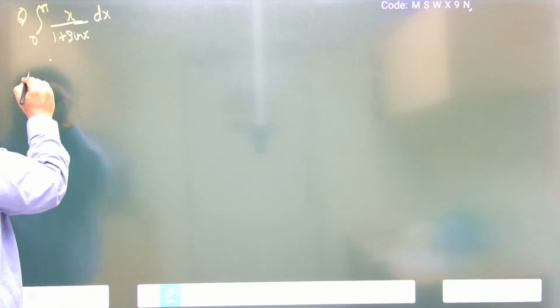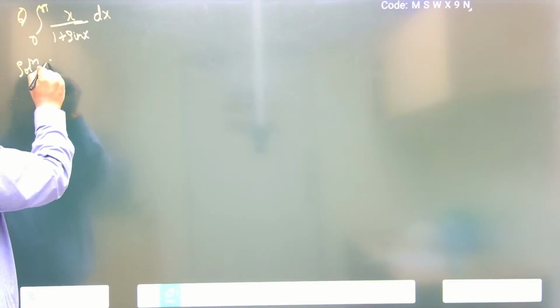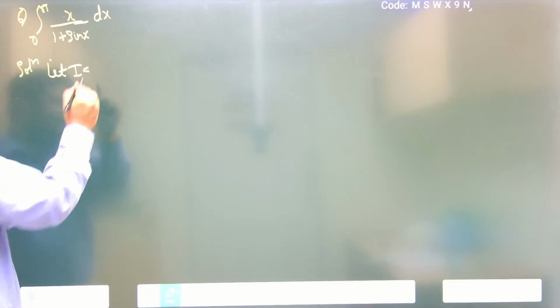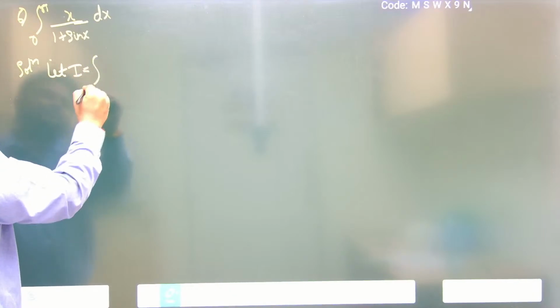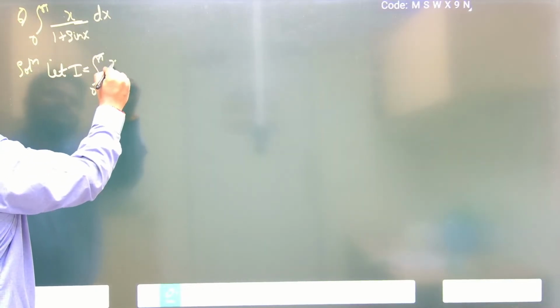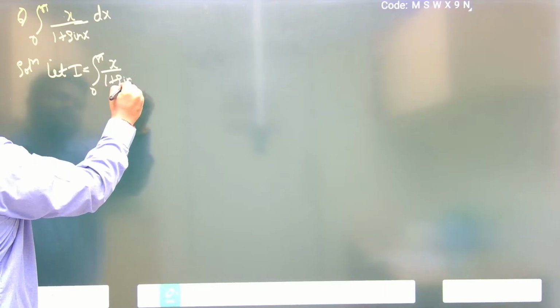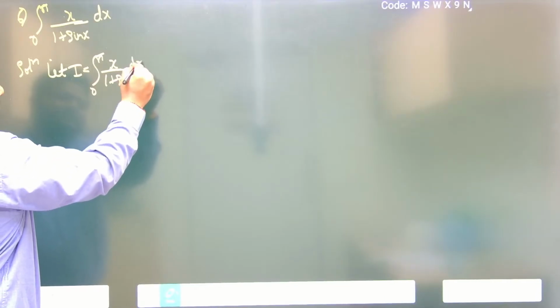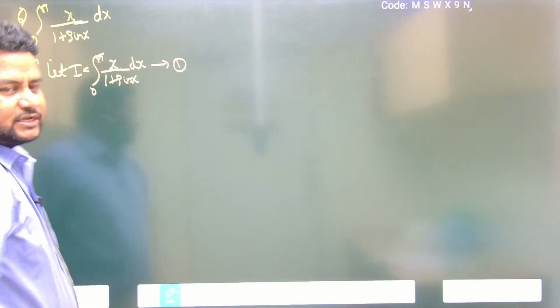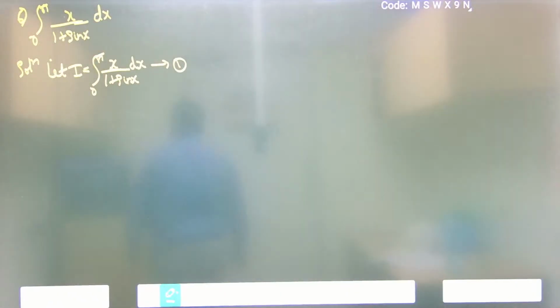Now look at this carefully. We will take the solution. Let I be equal to the integral 0 to pi x by 1 plus sin x dx. Let this be equation 1. Clear till here? Let I be equal to 0 to pi x by 1 plus sin x.